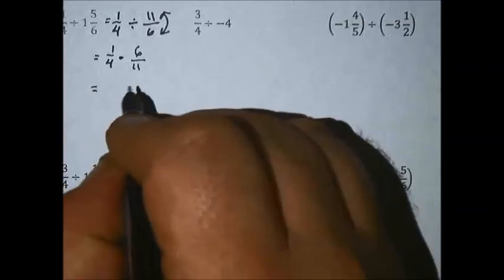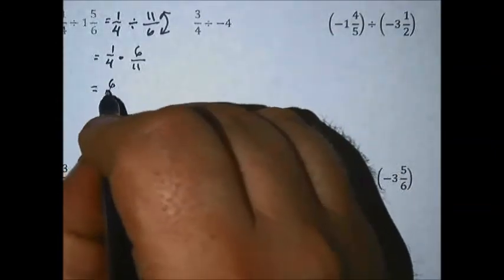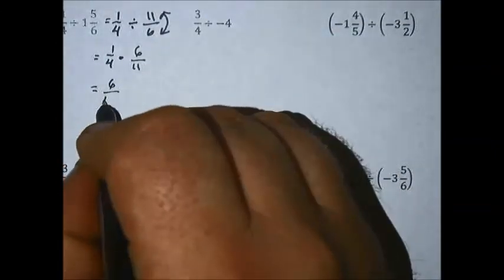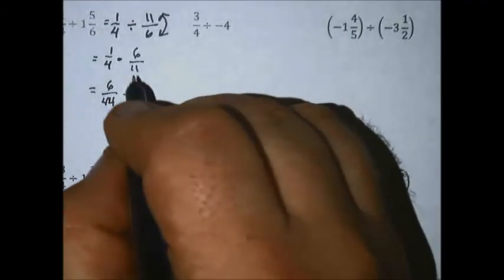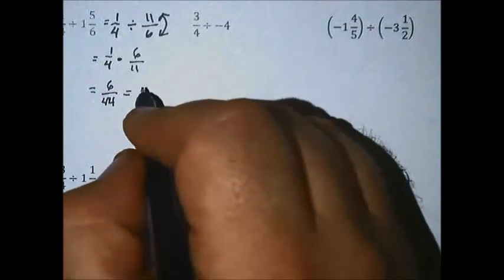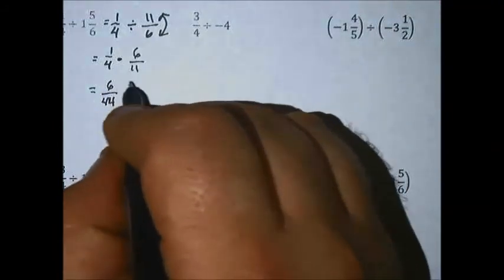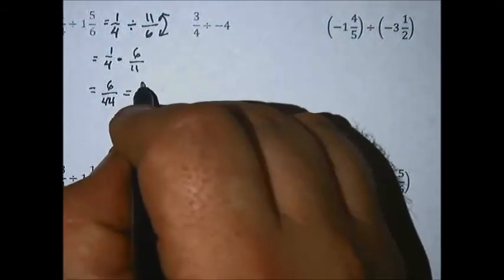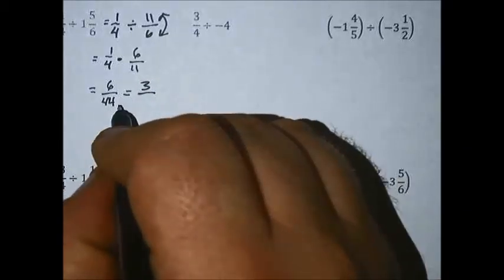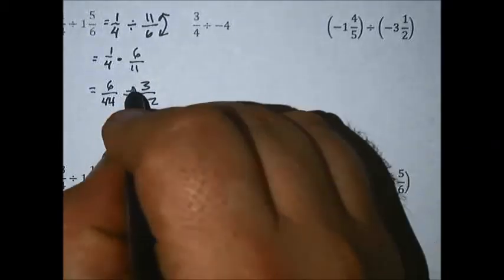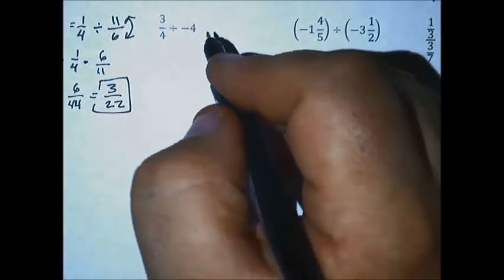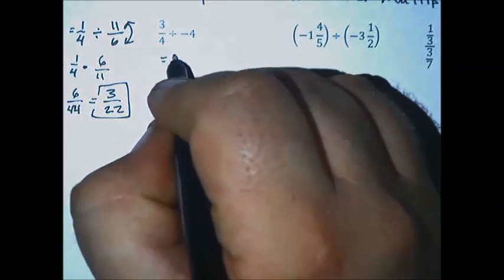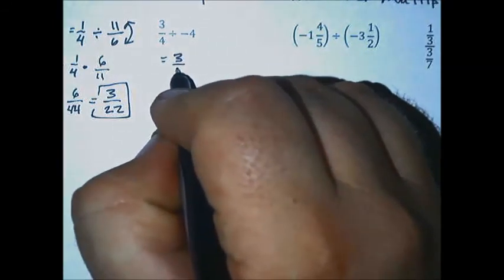All right, 6 times 1 is 6. 4 times 11 is 44. Oh, I can reduce it. They're both even. Okay, could have reduced it back here, but it's a little late for that now. Just divide by 2. 3, divide by 2, 22. Okay, let's keep going on these. We're on a roll. And we're almost done. That's awesome. Okay, I have 3/4.